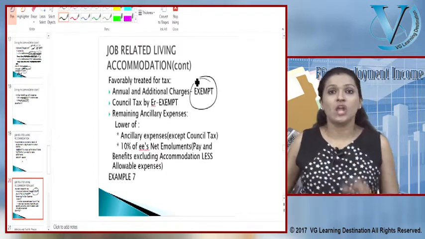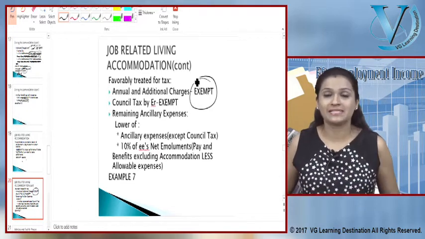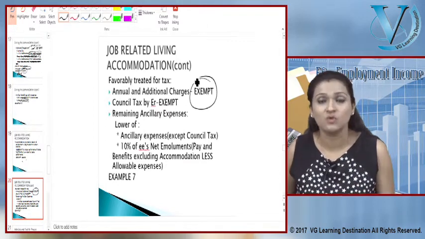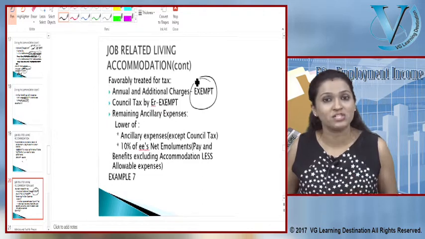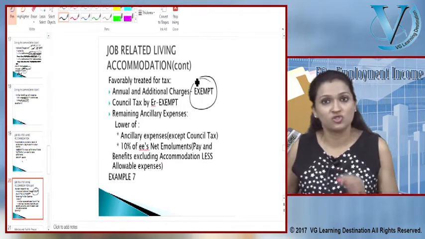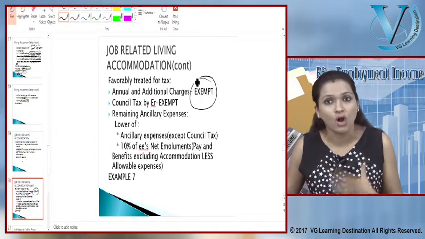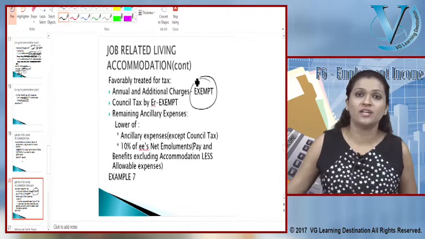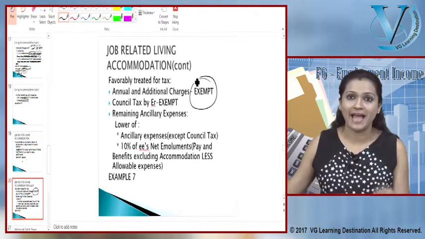So there is nothing, no amount of annual charge, no amount of additional charge you become liable to pay as an employee if the accommodation has been provided to you, which is customary, which is necessary, which had to be provided to you as part of your job performance duties. So very much a necessity for you to be able to perform your job. So if an accommodation is a job related accommodation, it is treated favorably under tax, which basically means you're not liable to pay any tax as an annual charge, neither do you need to pay any of the additional charges. Both become exempt from tax itself.